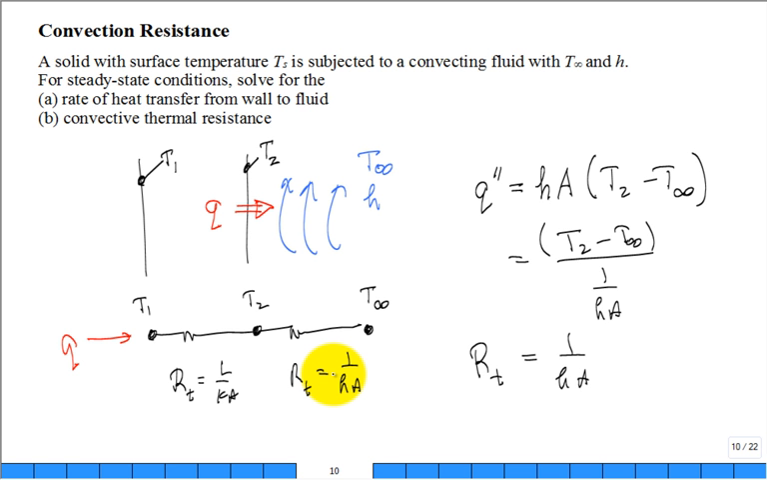Yes? Oh, this is wrong. Sorry. That's right, I put the area in there. Thank you for fixing that. Is it good now? All right.